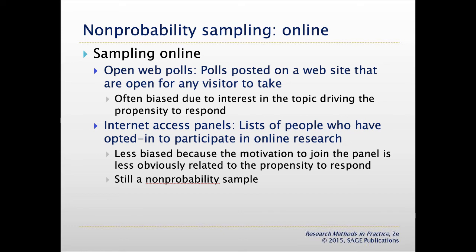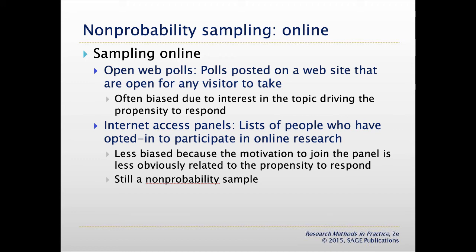There are also internet access panels. And these have gotten much, much better over the last few years. You get a bunch of people, a panel, who do this over time, who have agreed to opt in to participate in online research. Sometimes they're paid, sometimes they're given various incentives. And the idea is it's less biased because the motivation to join the panel is less obviously related to the propensity to respond to any one survey. So the panel will do marketing, and academic, and political. It's still a non-probability sample.